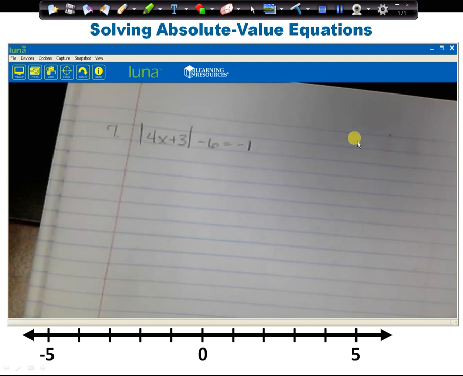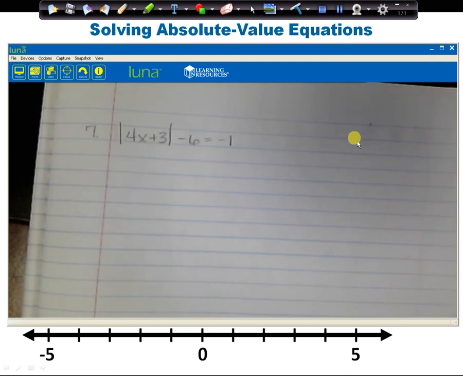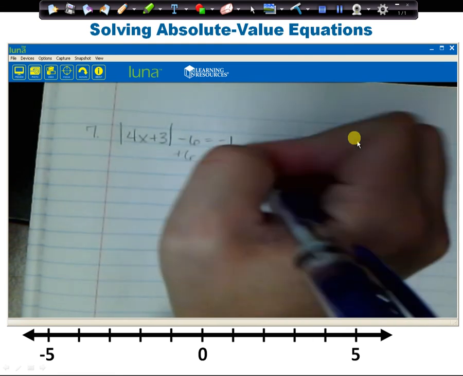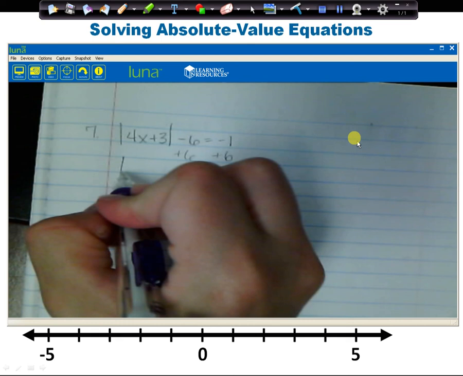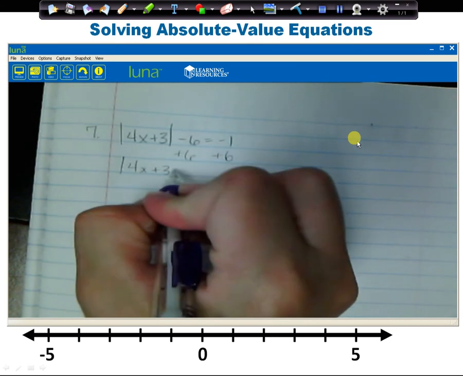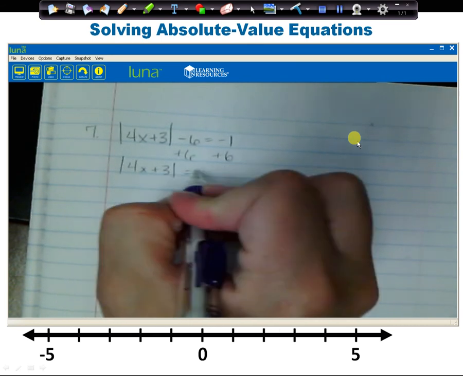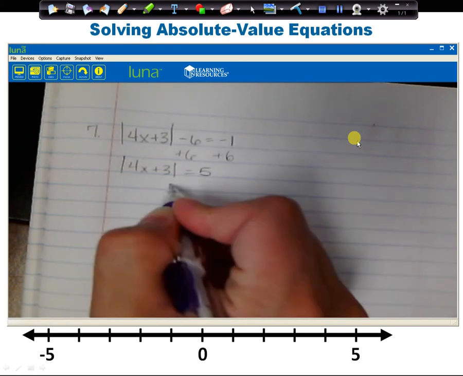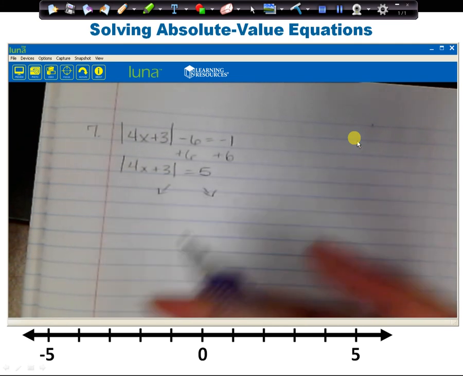All right, you should have paused the video and worked this one out on your own, but we're going to go over it together just to make sure you didn't make any mistakes. We're going to add 6 on both sides in an effort to get our absolute value bars by themselves. And -1 plus 6 gives me +5. So now my absolute value bars are by themselves, so I'm going to set up 2 separate equations, and I'm going to drop the bars.